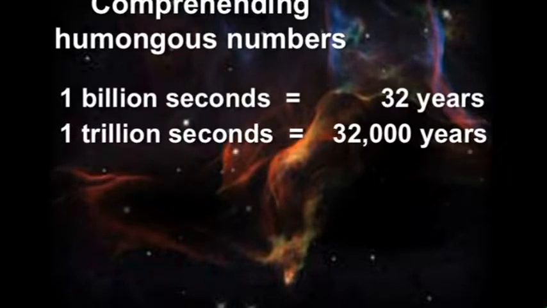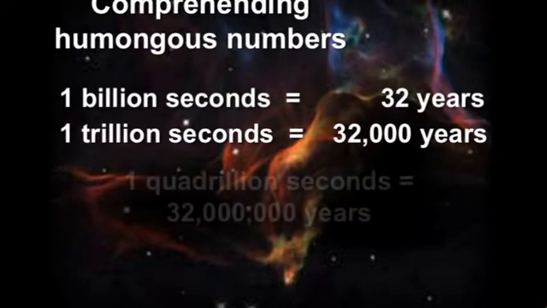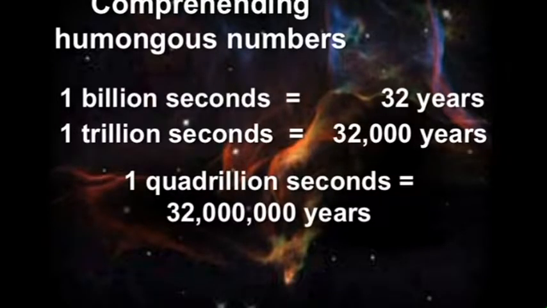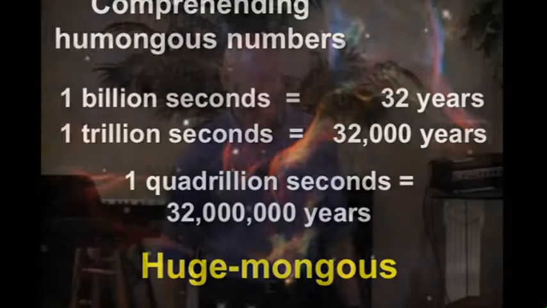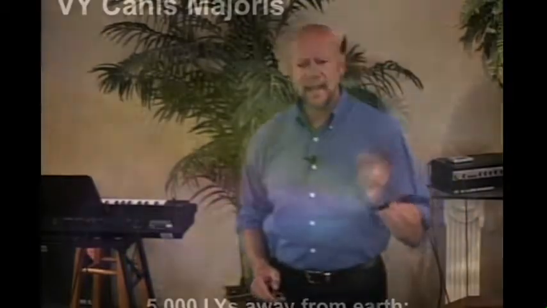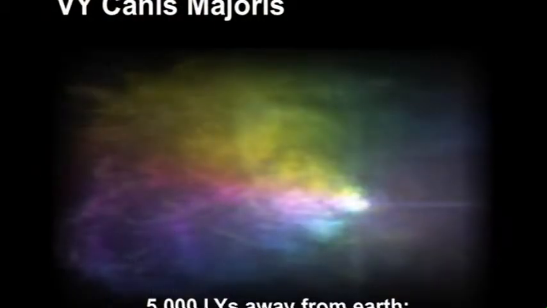Well, what's the difference between a trillion and a quadrillion? Well, a quadrillion seconds ago would be 32 million years of time. One quadrillion seconds. These numbers are huge-mongous in nature. Let's skip ahead to the largest star known to mankind. That would be Canis Majoris, which is 5,000 light years away from our planet.